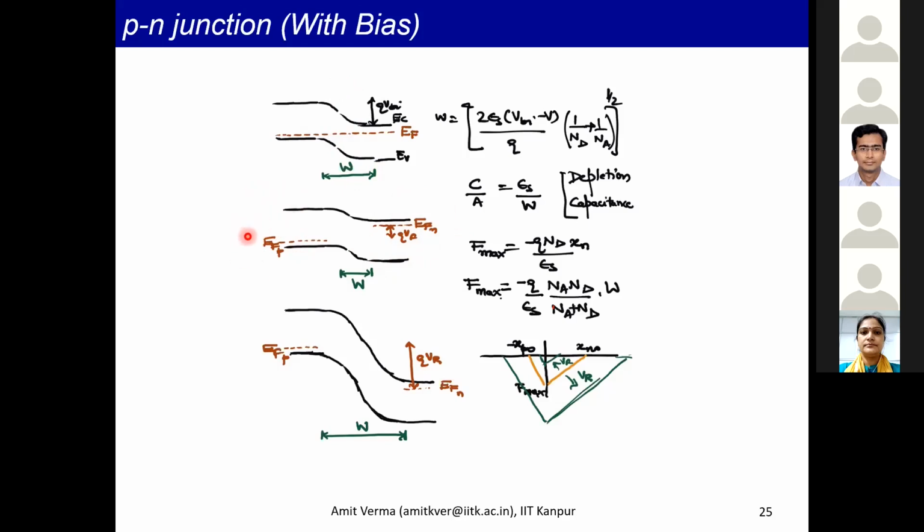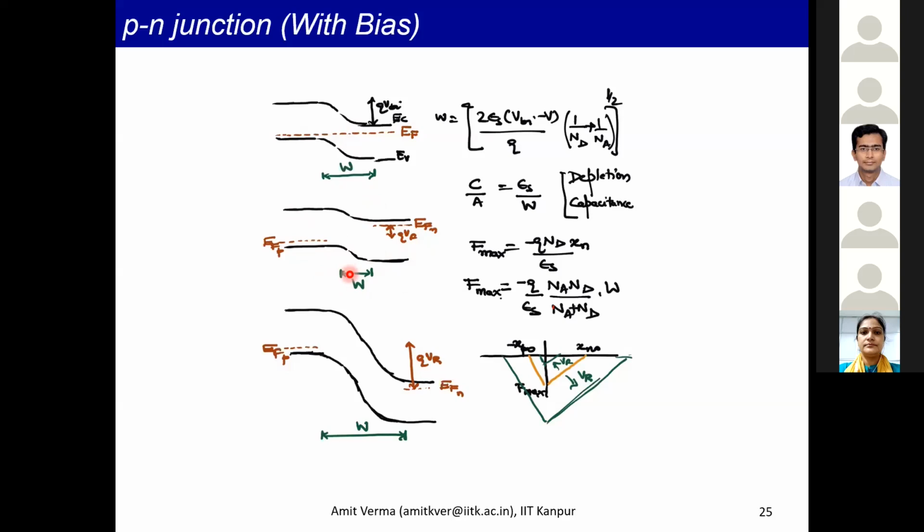Current is the same, but here only holes are carrying, and here only electrons are carrying. In the junction, there is injection of electrons from this side to this side, and holes are also getting injected. So in these regions, there is a mixture. Some part of the current is because of electrons and some part is because of holes.